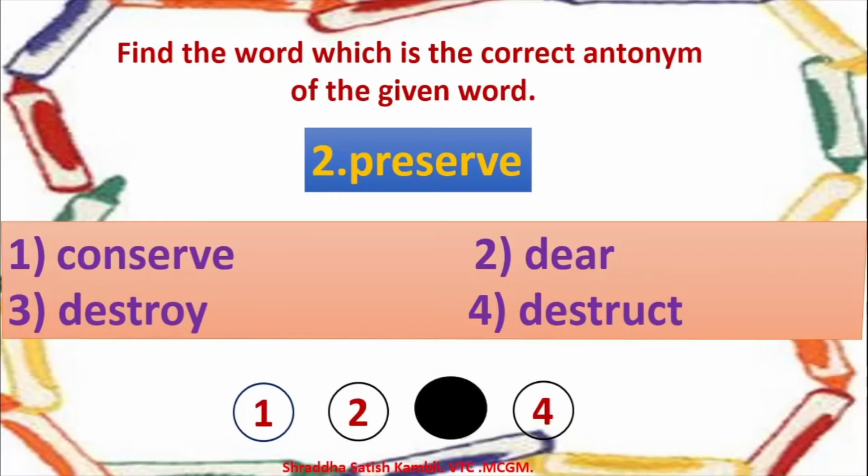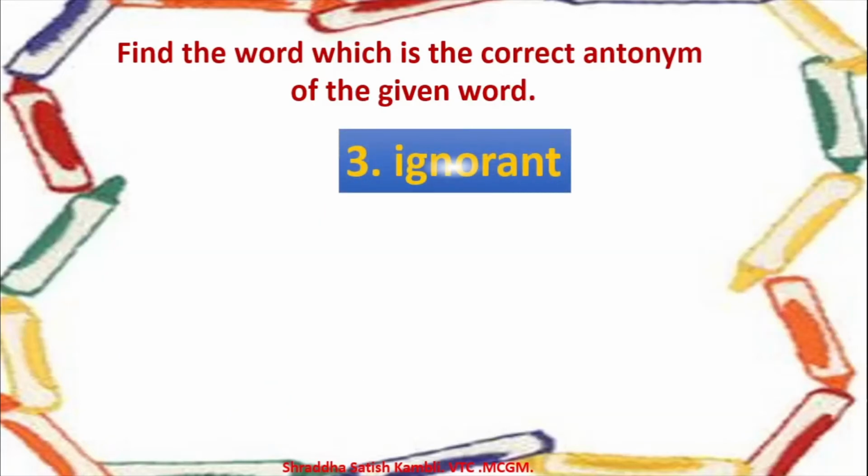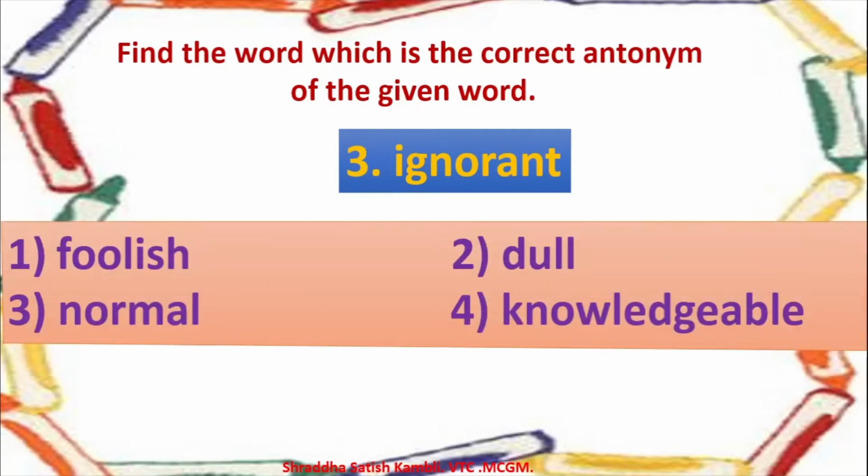And the correct one, the antonym for preserve, is option number 3, destroy. When you preserve something, it means you take care of it. And the opposite of preserve is to destroy something. Let's move on. Let us talk about the next and last example in this pattern. So you have ignorant. Which is the correct option or answer for ignorant? Is it foolish? Is it dull? Is it normal?